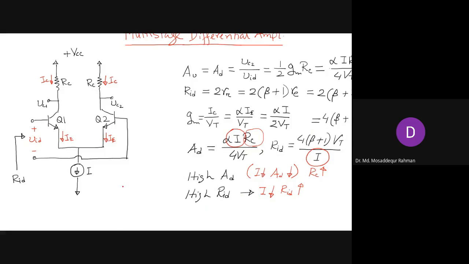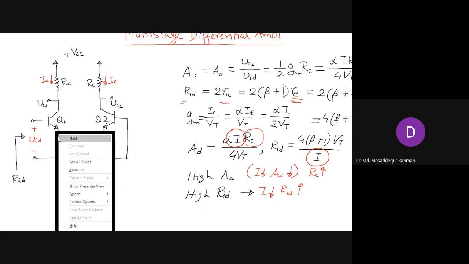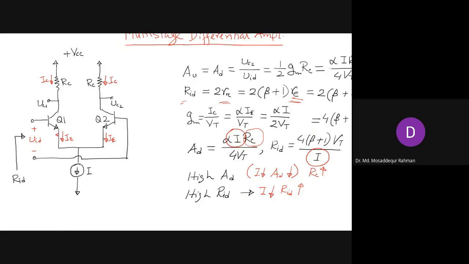The other way of increasing the input resistance, there is another way. One is decreasing the bias current, that increases the emitter resistance RE, R pi, and RIT. So that is one way to increase the input resistance. The other way to increase the input resistance is if you add a resistance in the emitter, R.